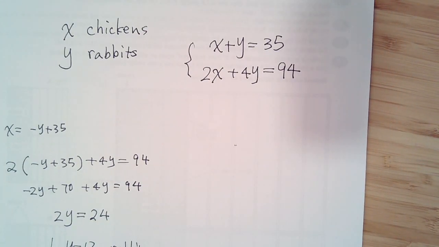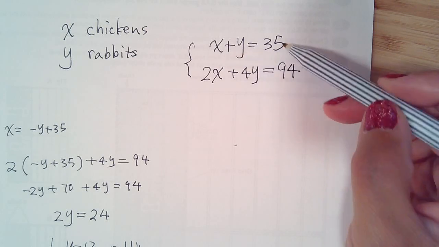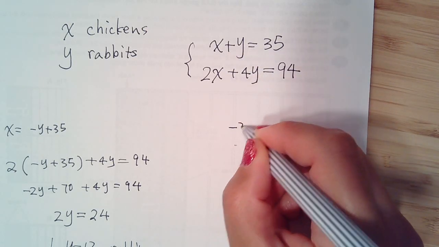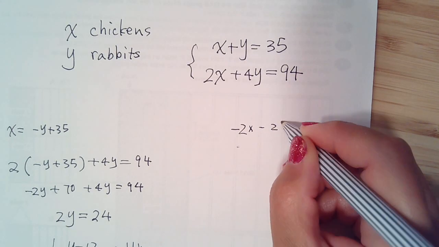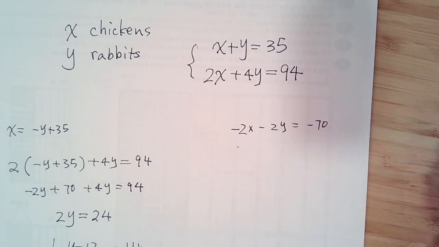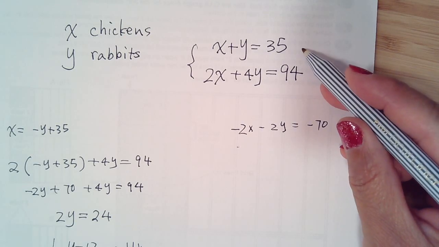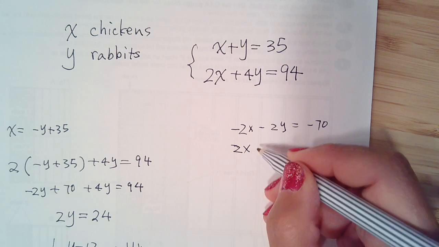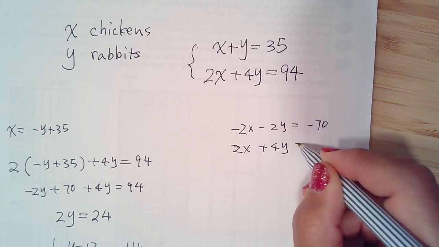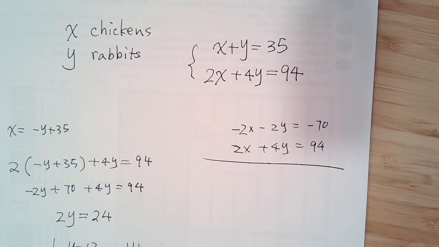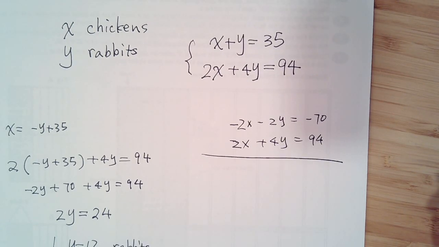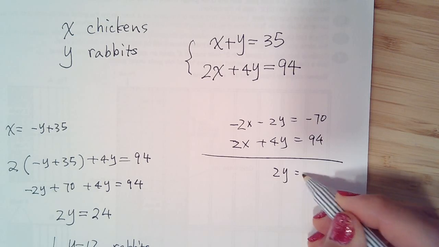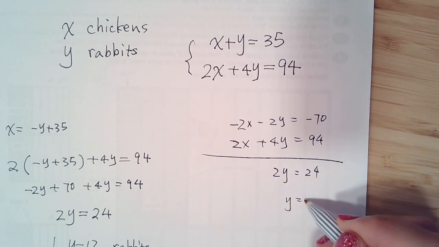If you want to use the elimination method, you can use the first one. You multiply by negative 2 and then add to the second one. So you get negative 2x, negative 2y equals negative 70. You see what I'm doing? I use the first equation and multiply by negative 2. And then I copy the second, 2x plus 4y equals 94. And then I add them up. So I'm using the elimination method because I want to get x canceled, and I get 2y equals 24. So I get y equals 12.